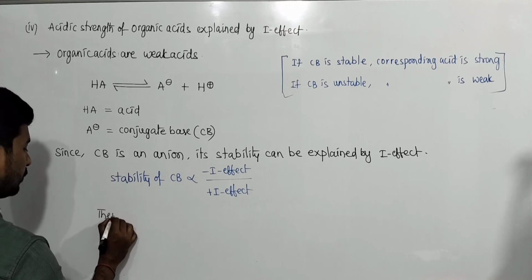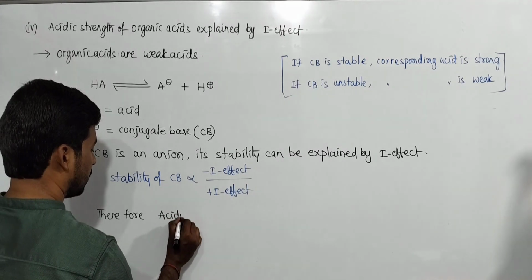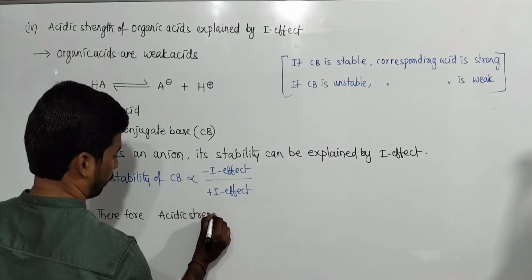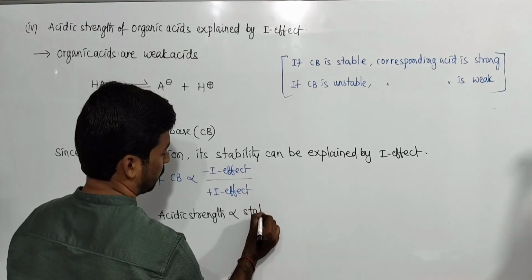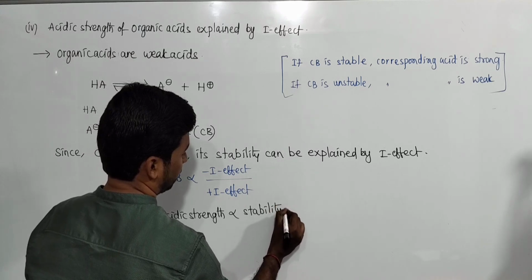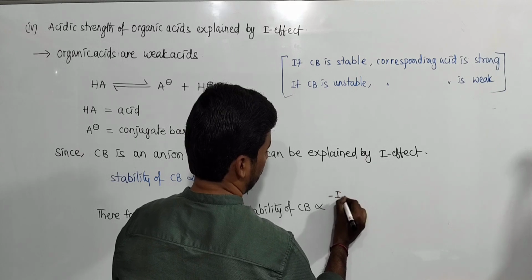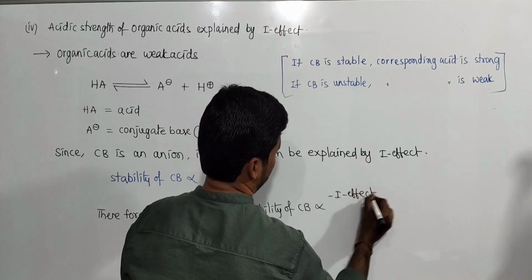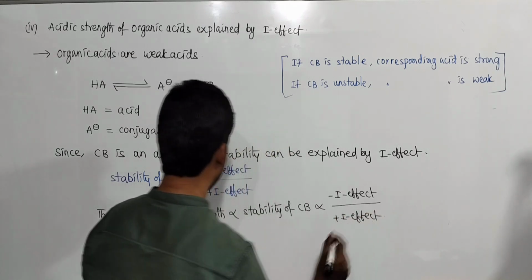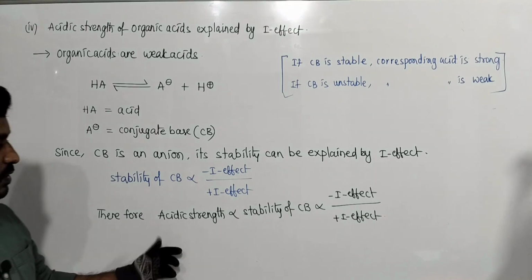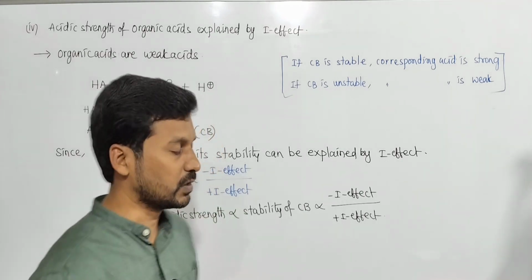Therefore, acidic strength of an organic acid is directly proportional to what? The stability of the conjugate base. Stability of the conjugate base is directly proportional to the minus I effect and inversely proportional to the plus I effect. This is an important relation. Strength of an organic acid is directly proportional to the minus I effect and inversely proportional to the plus I effect.